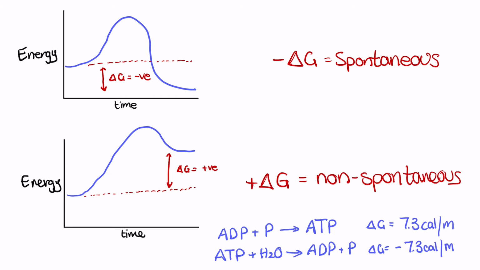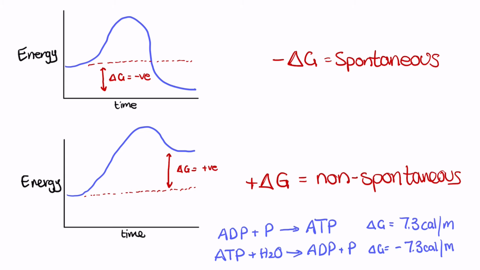A good way is to link this to actually human biology, with adenosine diphosphate converting into adenosine triphosphate. So when ADP goes into ATP, delta G is actually positive, meaning that there was energy required to convert ADP into ATP.